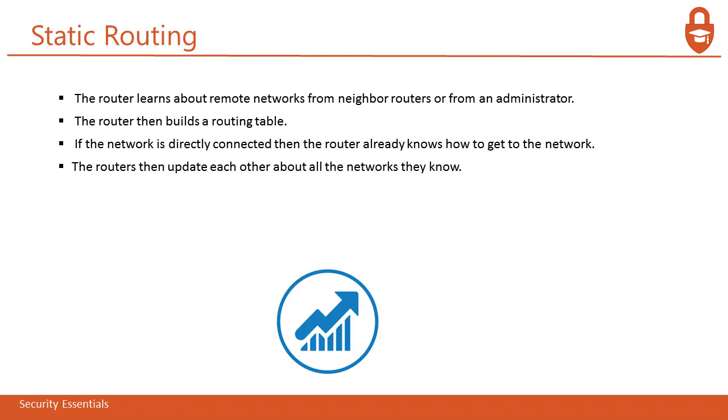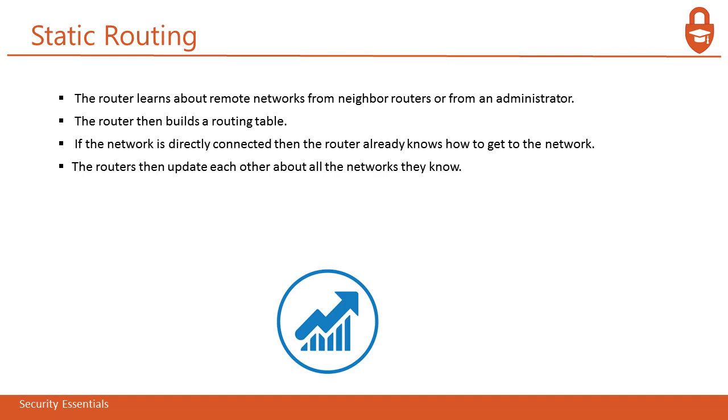So next is static routing. What exactly is it? Here the router learns about remote networks from neighbor routers or from an administrator. The router then builds a routing table. So every router has its own routing table in which they know how to route a packet from source to destination. So it has a complete routing table. If the network is directly connected, then the router already knows how to get through the network.